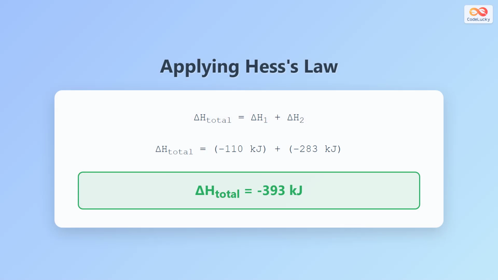Now we apply Hess's law. The total enthalpy change equals delta H1 plus delta H2. Substituting our values, we get negative 110 kilojoules plus negative 283 kilojoules. When we add these together, we get negative 393 kilojoules. This is the enthalpy change for the direct combustion of carbon to carbon dioxide, calculated using the indirect pathway.